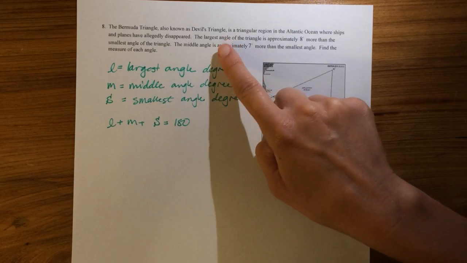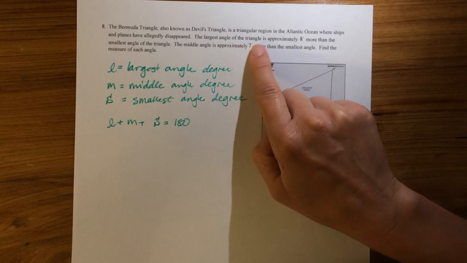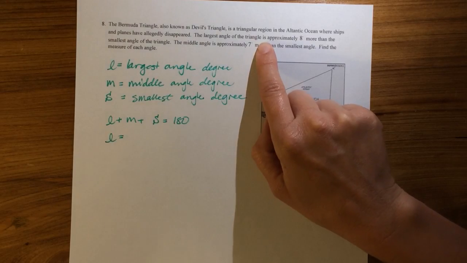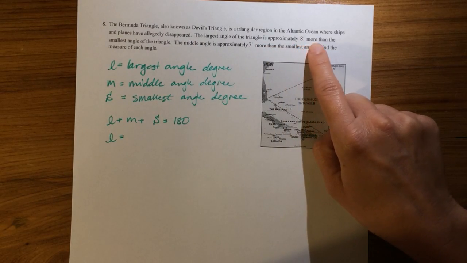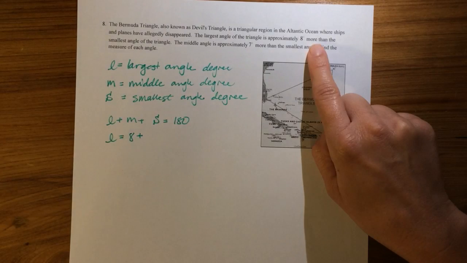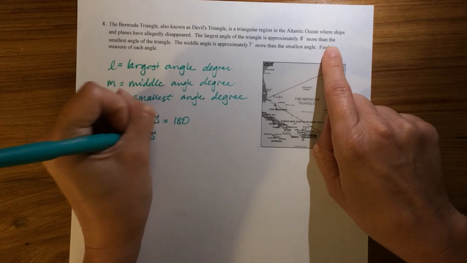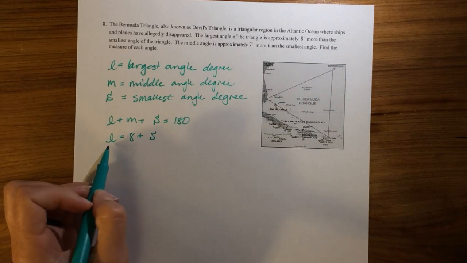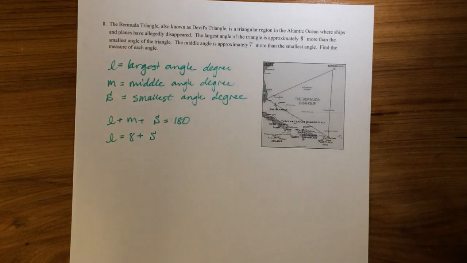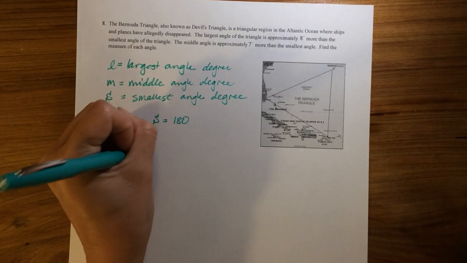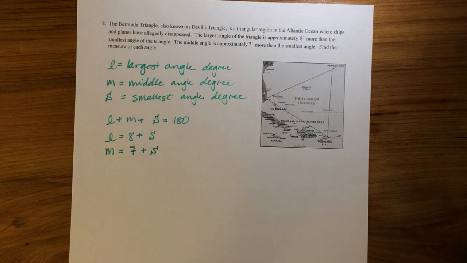All right, next sentence. The largest angle of the triangle is, okay, so L equals approximately 8 degrees more, so then 8 plus, then what? Then the smallest angle of the triangle, okay. So smallest angle plus 8 equals the largest. The middle angle is, all right, so M equals 7 more than the smallest angle. So 7 plus smallest angle. Find the measure of each angle.